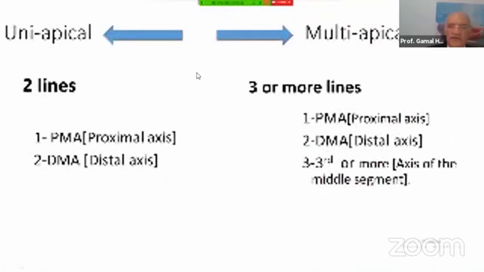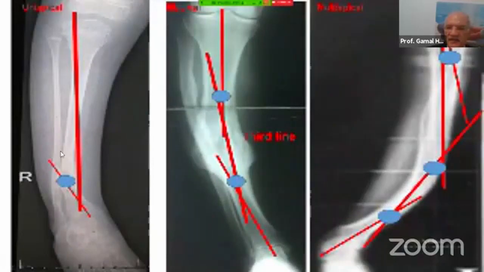So in some cases you have uniapical deformity or multi-apical deformity. In uniapical deformity, you have two lines, and in multi-apical deformities, you should have a third line. This is the proximal segment axis, this is the distal segment axis, and this is the axis of the middle segment. So they meet in two CORAs.